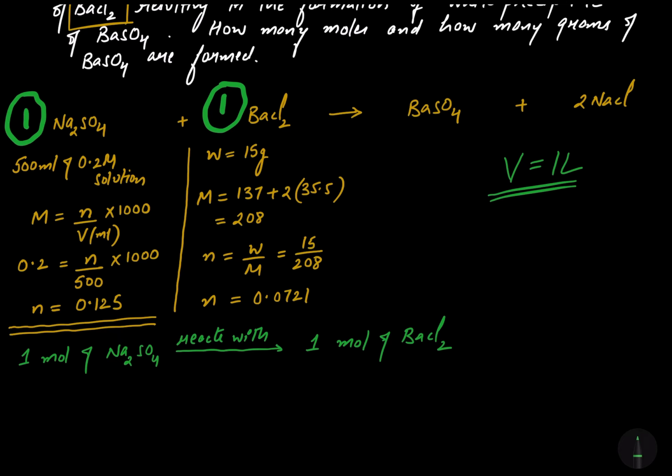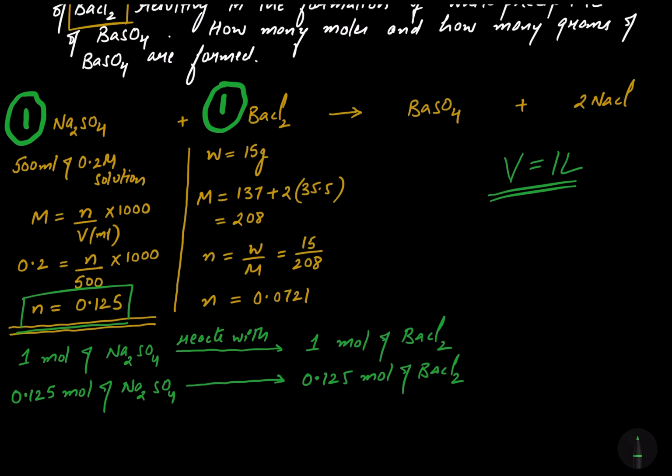It says that 1 mole of Na2SO4 reacts with 1 mole of barium chloride. So how many moles of barium chloride will this react with? Then 0.125 mole of Na2SO4 will react with, obviously, 0.125 mole of barium chloride, because both the moles were equal, 1 mole of Na2SO4 and 1 mole of barium chloride. So I've directly calculated that 0.125 mole of Na2SO4 will react with 0.125 mole of barium chloride.